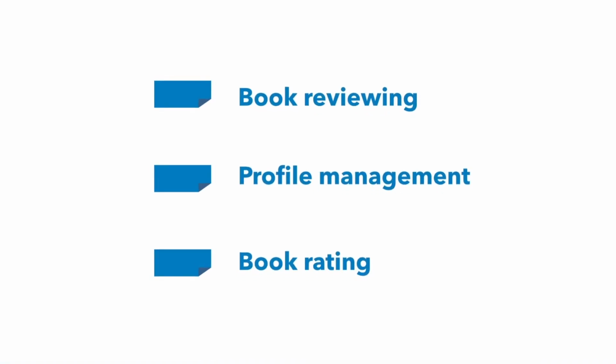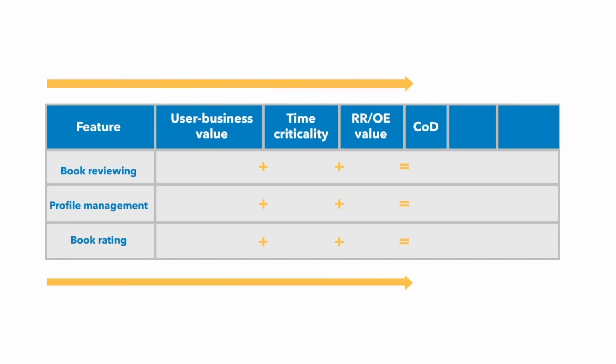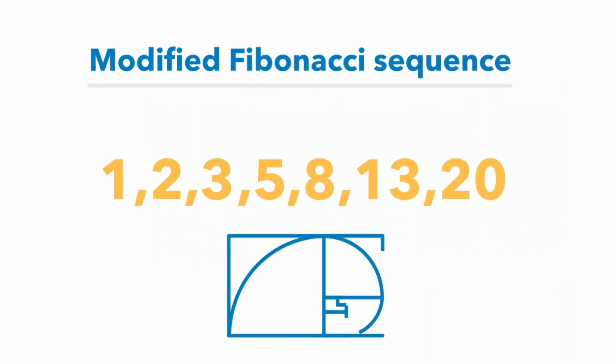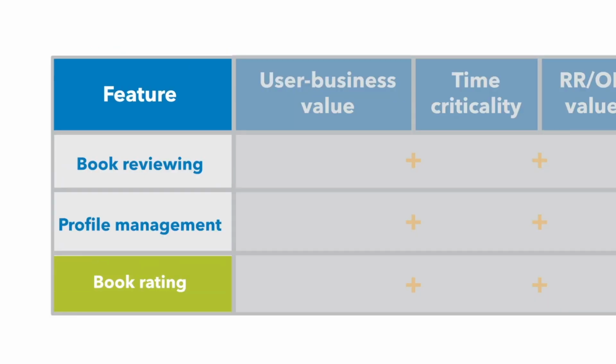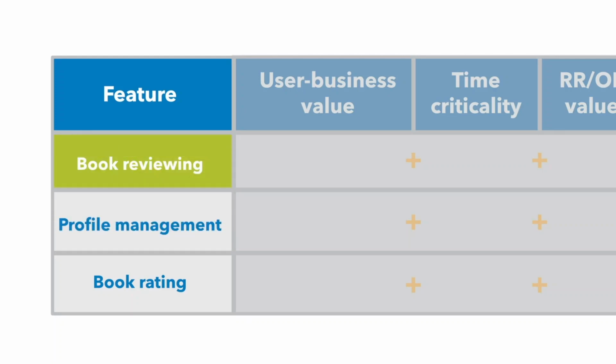Consider these 3 potential features for enhancing an online bookstore: book reviewing, profile management, book rating. We estimate each feature or row in the table relative to the other features for each of the 3 components of cost of delay. Then, we repeat the process one last time to estimate relative job size. As with story estimating, we use the modified Fibonacci sequence because it better reflects the range of uncertainty in estimates as the size gets bigger. But note that in each column, we always start by identifying the smallest item and giving it a 1. Then we score the others relative to that.